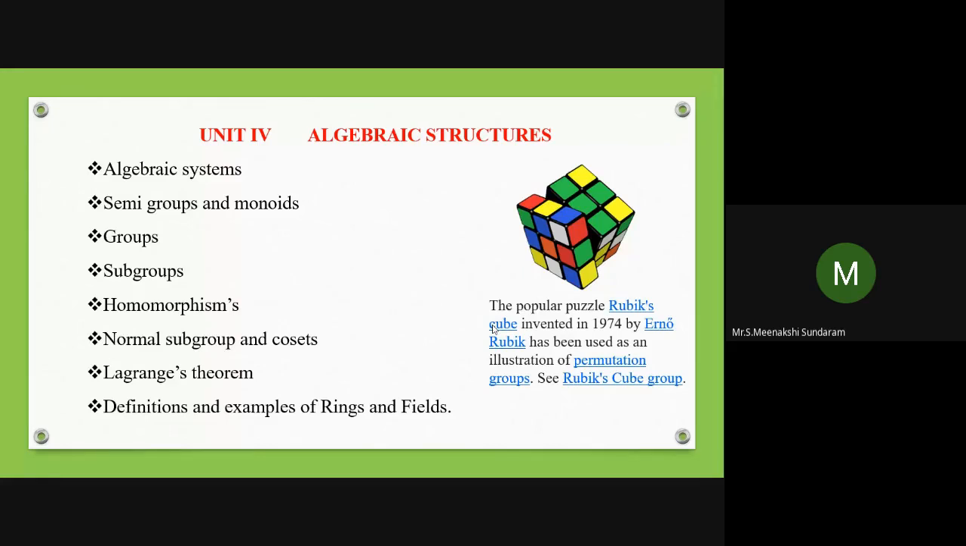So what we are going to see in this syllabus: algebraic systems, semigroups and monoids, the definition of group, subgroup, homomorphisms, normal subgroup and cosets, Lagrange's theorem. In the entire unit, the most important theorem is Lagrange's theorem. Almost the past 15 years, repeatedly more than 12 years, the question is compulsory. They are asking for either 8 or 16 marks, like state and prove Lagrange's theorem.